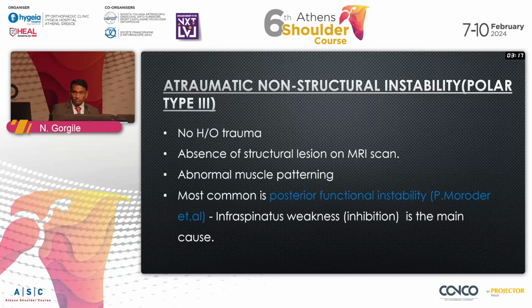So usually there will not be any history of trauma. There will be absence of structural lesion on the MRI scan, and there will be abnormal, inappropriate muscle activation in this patient. And the most common or the most prevalent form of this instability is the posterior functional shoulder instability, which was very well explained by Philip Moder in 2017. And the main pathology is the weakness of the infraspinatus muscle.